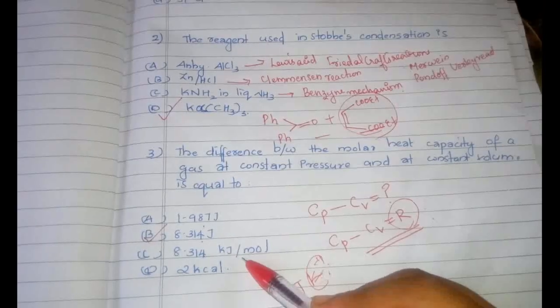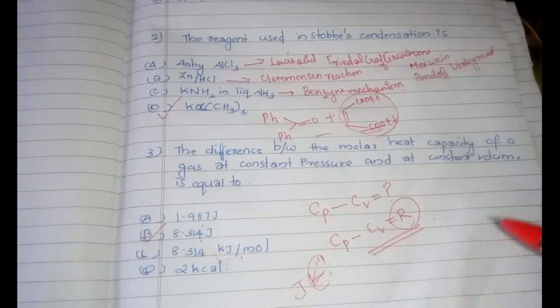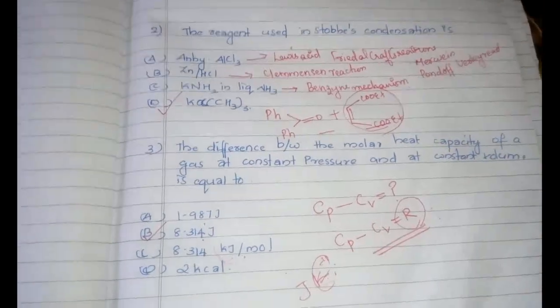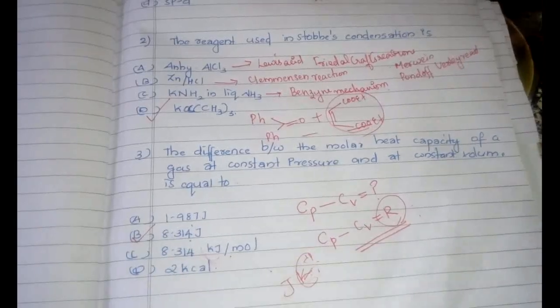In option C, per mole is given, but it is given in kilojoules, which may not be correct because a 10 raised to 3 should be there if it is kilojoules. So our closest option would be option B, 8.314.